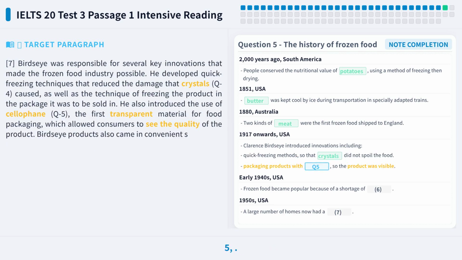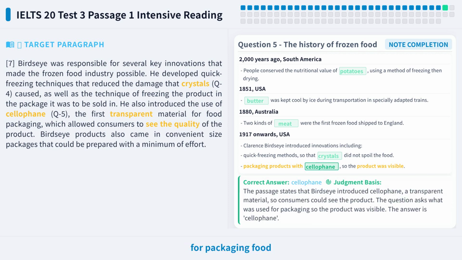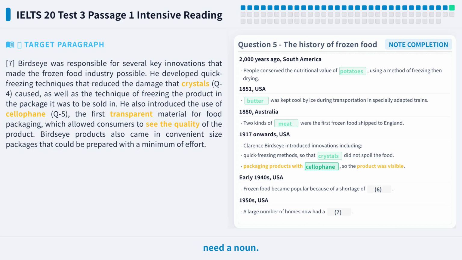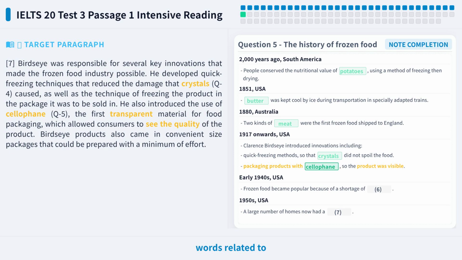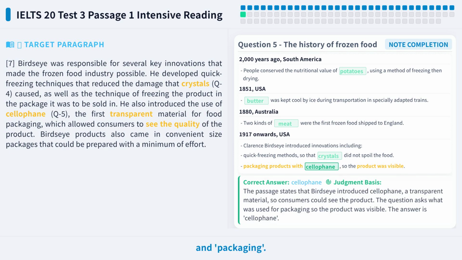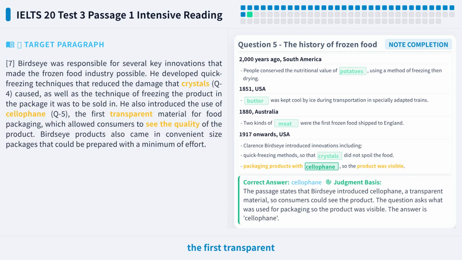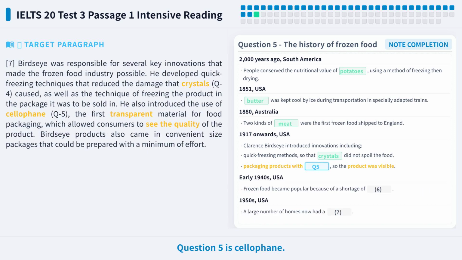Let's look at question 5. It asks what material Birdseye introduced for packaging food so consumers could see the product. The blank is after use of and before a comma, so we need a noun. Go to paragraph 7 and look for words related to transparent material and packaging. The text says he also introduced the use of cellophane, the first transparent material for food packaging. The answer cellophane is directly given. So the answer to question 5 is cellophane.